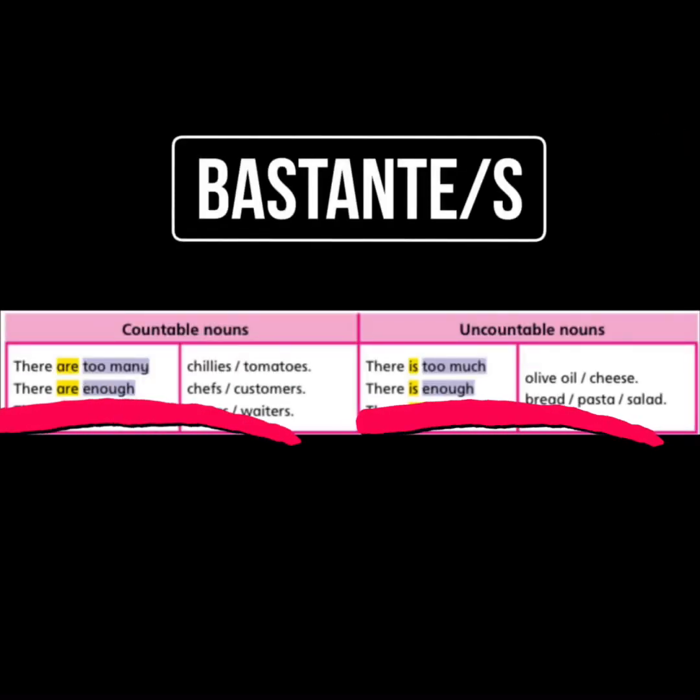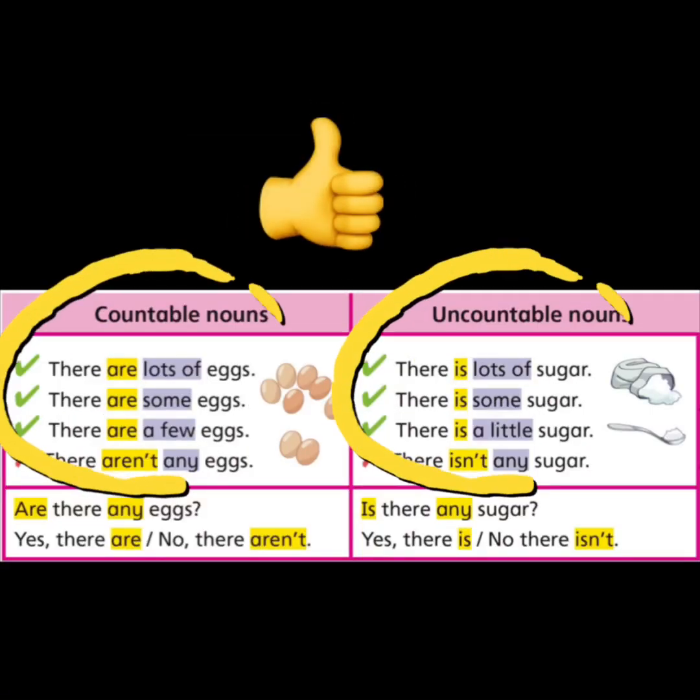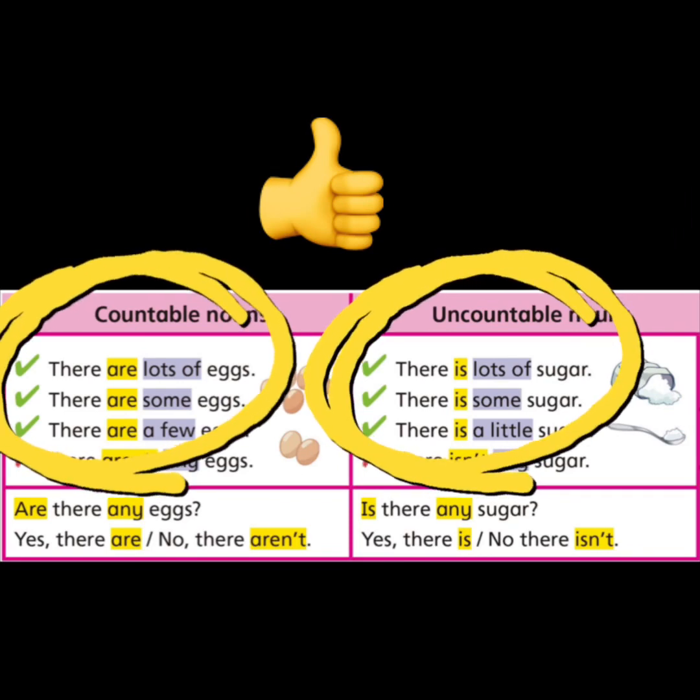Enough means bastante o bastantes, and it can also be used with countable and with uncountable nouns. There are enough chefs, or there is enough bread. So far, we have studied the quantifiers for affirmative sentences. But what about negative and interrogative sentences?